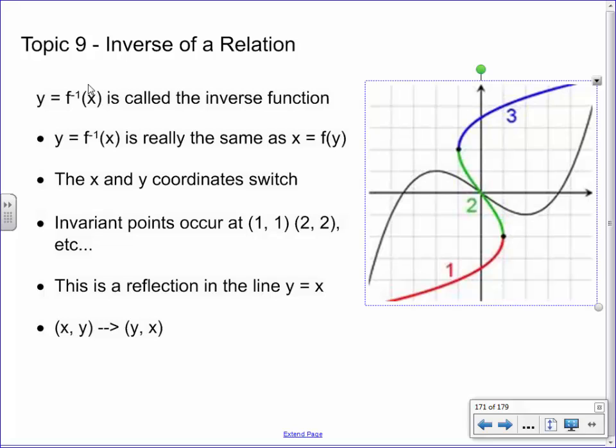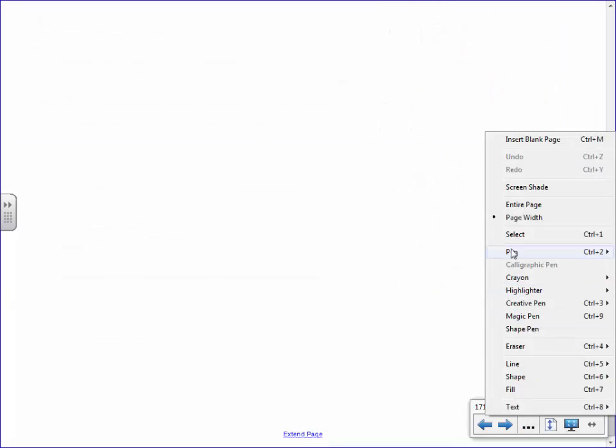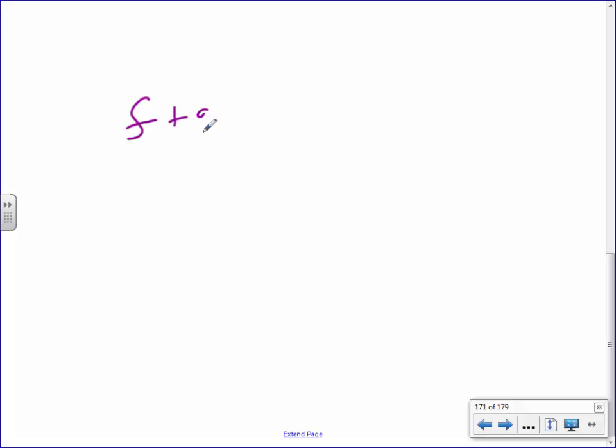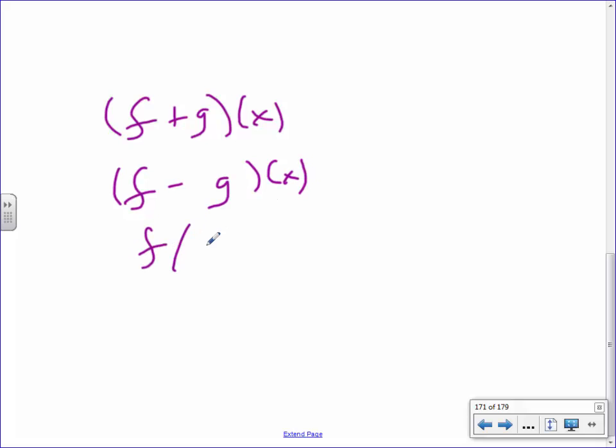I need you guys to be able to know your notations for things like this. If I were to give you f plus g of x, what does that mean? Add two functions together. This one means subtract two functions from each other. This one means divide two functions from each other. And when I mean divide their functions, I mean divide their y values from each other.